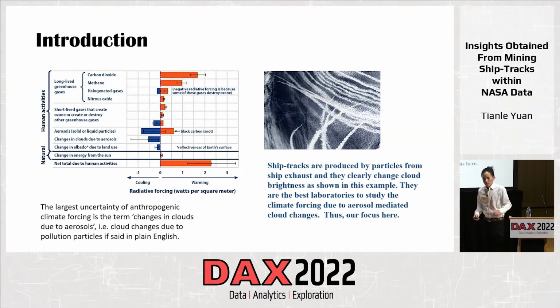This question is related to ship tracks because they are direct experiments over the ocean showing how pollution released by ships changes the clouds. They sometimes even make more clouds. So that's the best analog we have at large scale. Every ship track you see here is about 10 to 20 kilometers wide and hundreds of kilometers long. That's the best experiment we have for studying pollution and cloud interactions.